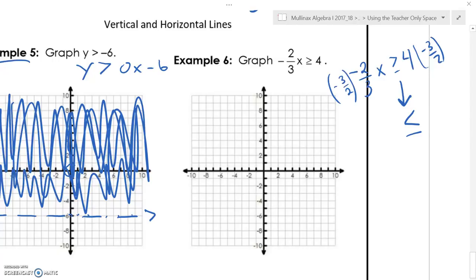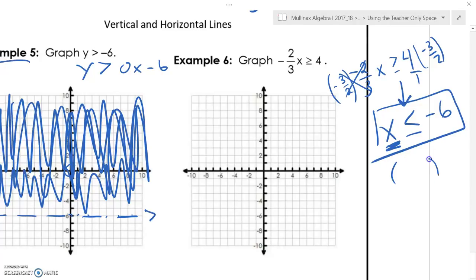Negative 3/2 times negative 2/3 is positive 6/6, which is 1, leaving me with 1x, or x. Multiply on the other side, you get negative 12/2, which is negative 6. So when we solve for x, we get x is less than or equal to negative 6. X only means it's only going to cross the x-axis.